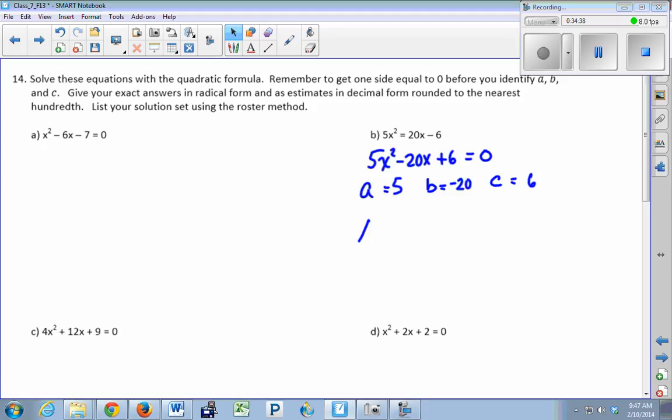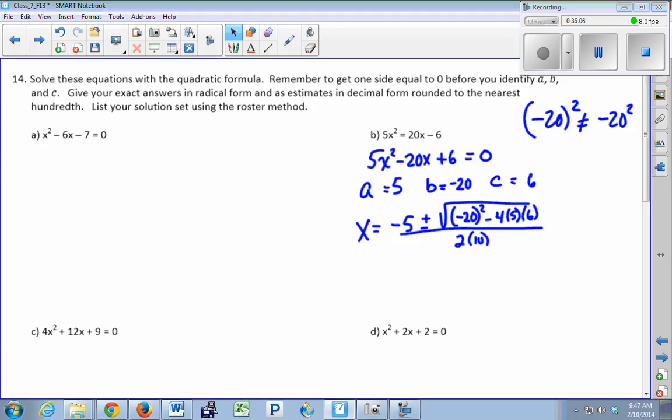So now I go to my quadratic formula, x equals negative b plus or minus the square root. If b is negative, you've got to put it in parentheses, because negative 20 in parentheses squared does not equal this thing. They're two different numbers. So whenever b is negative, put it in parentheses, minus 4ac all over 2a. All right, now it's really from here like arithmetic, putting things together, and sometimes this is the hardest part for you. You can get there. So let's see what we get.